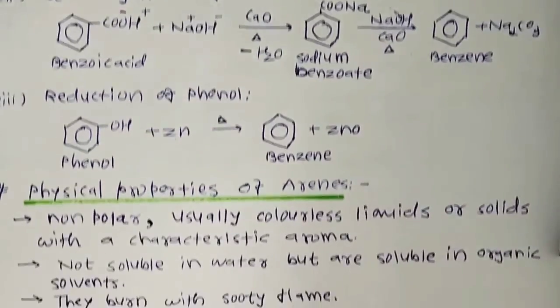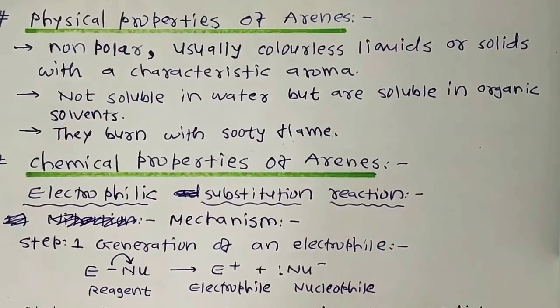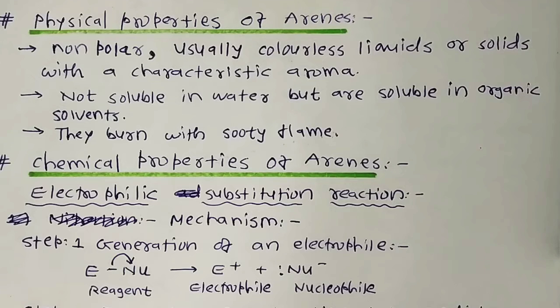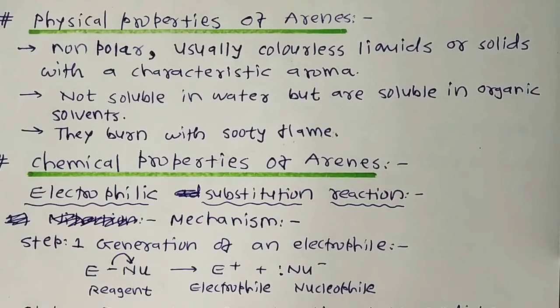Then we move to the physical properties of arenes. As we know, all hydrocarbon compounds are non-polar in nature. It means they are usually colorless liquids or solids with a characteristic aroma. They are not soluble in water because they are non-polar, but they are soluble or miscible in organic solvents like carbon tetrachloride, petroleum ether, likewise. And they burn with a sooty flame. This is the characteristic of aromatic compounds, because all aromatic compounds mostly burn with a sooty flame.